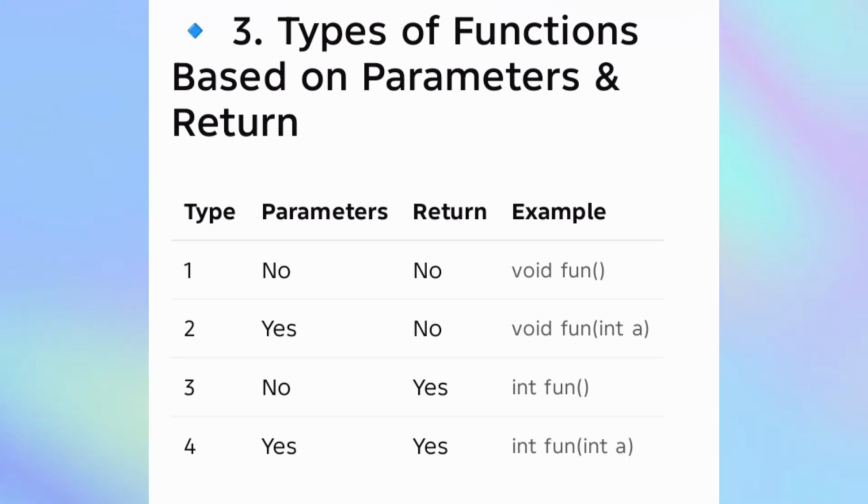Types of function based on parameter and return type. Parameter no, return type no: void function. Parameter yes, return type no: void function with parameters passed. Parameter no, return type yes: int function. Parameter yes, return type yes: int function with parameters passed. These are four categories of function, with return type and without return type, the combinations.